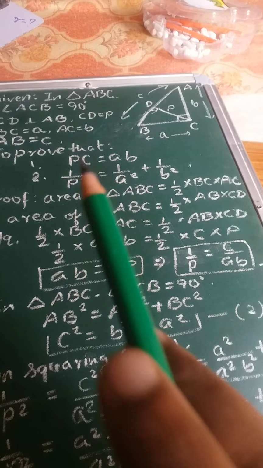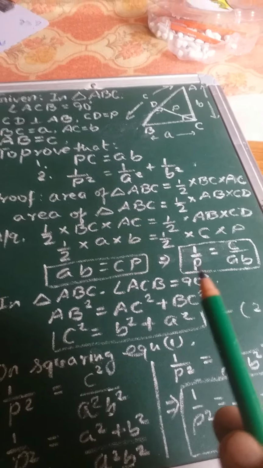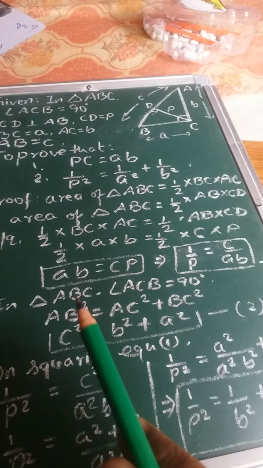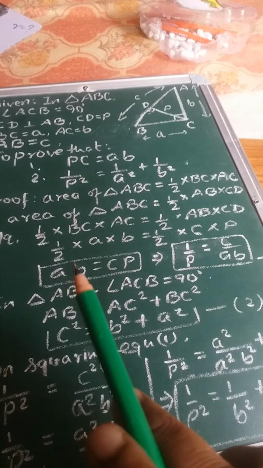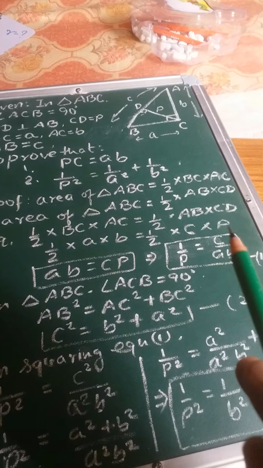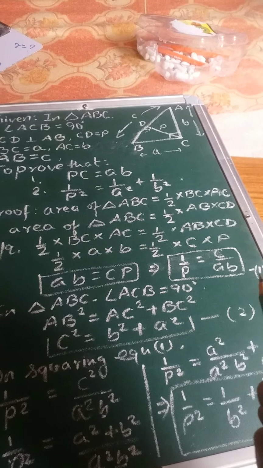Now I want 1 by p square. So first create 1 by p. How is it created? If we send p to the LHS in the denominator and AB to the RHS in the denominator, we get 1 by p equals c by ab. Okay, this is equation number 1.